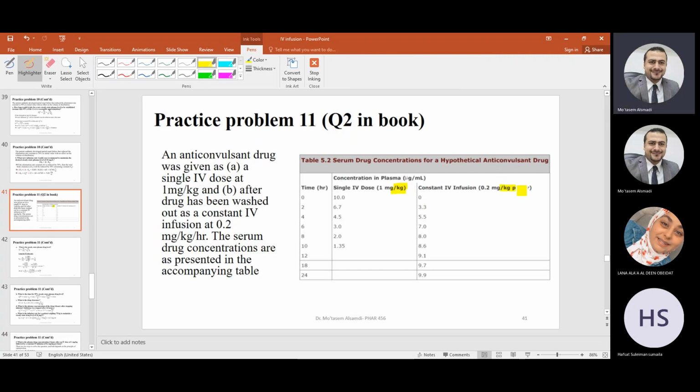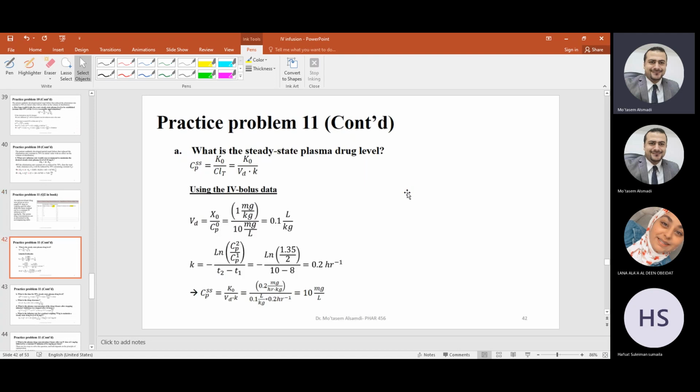By body weight, right? In the example, they did not give us the body weight. So here you have to be very careful with the units, okay? Because all of them will be normalized by what? By kilograms, okay? The first part of it, here, what's the steady state plasma concentration?